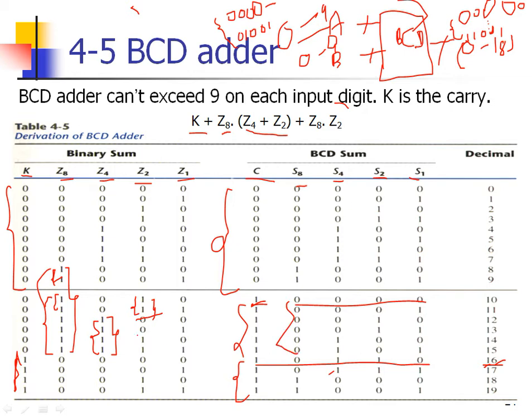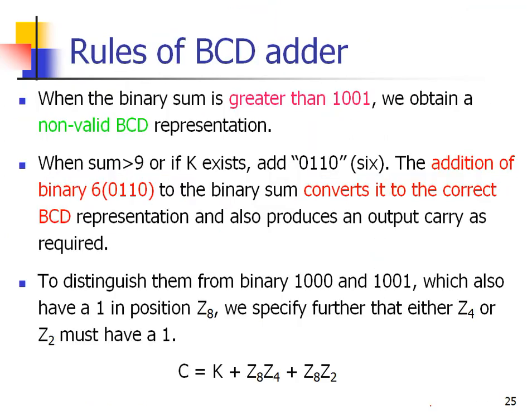Similarly, when Z8 is there and you perform an AND with Z2, see here, when Z8 is 1 and at the same time Z2 is 1, we need to have a carry and then the equivalent 0 representation will be performed here. Okay, so this is what is given in the next slide.